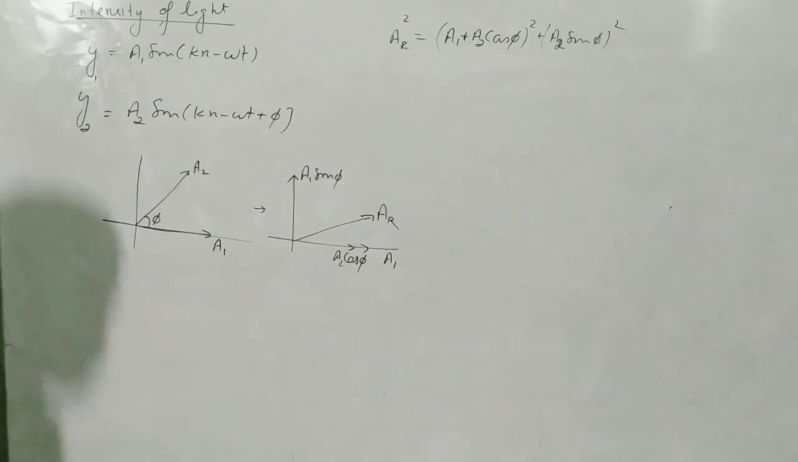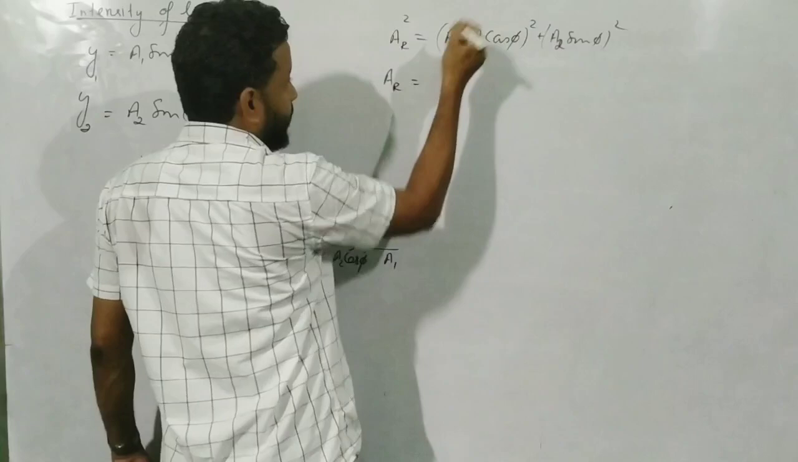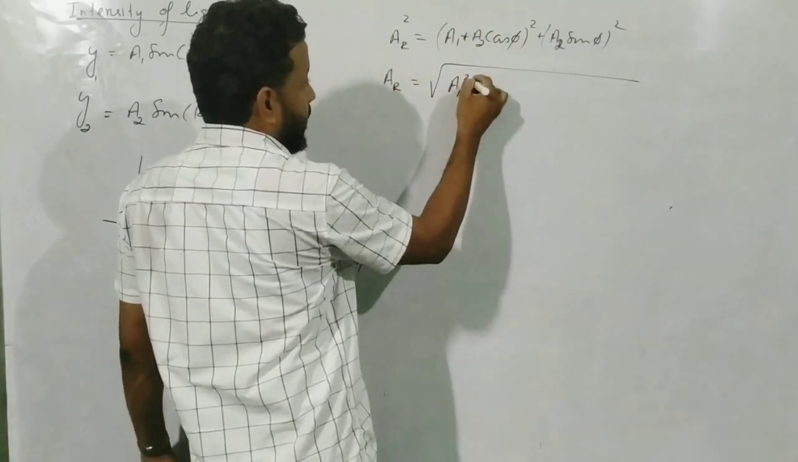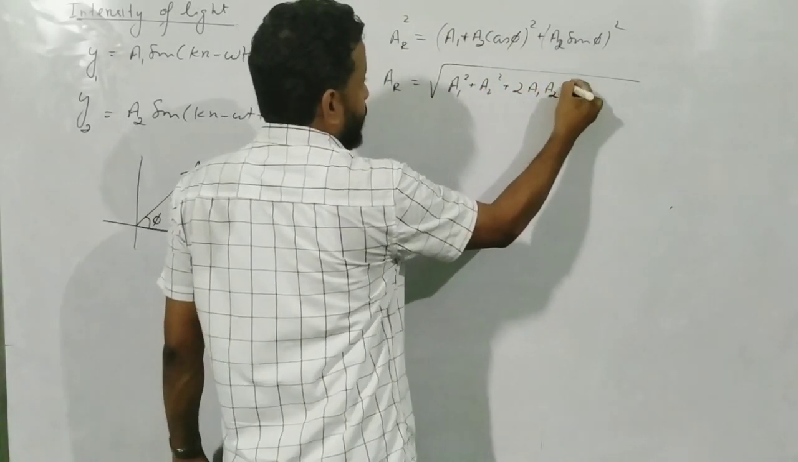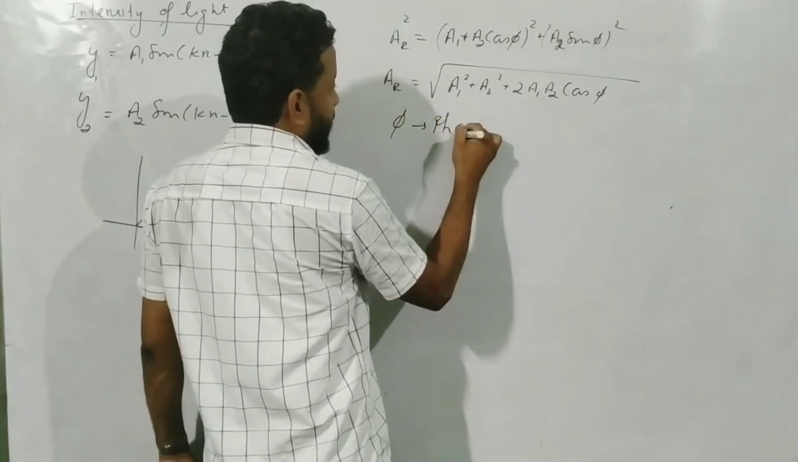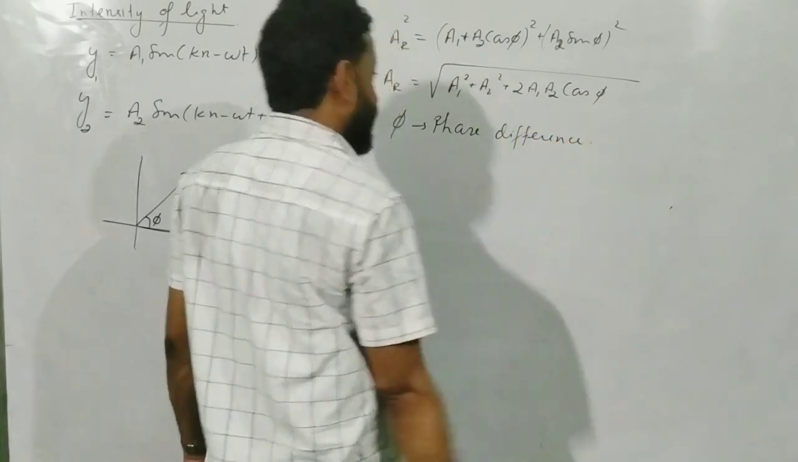Okay. And then if you simplify this, if you take a square root, this is the formula which you will get: A1 square plus A2 square plus 2A1 A2 cos phi. And remember what is phi? Phi here is my phase difference.